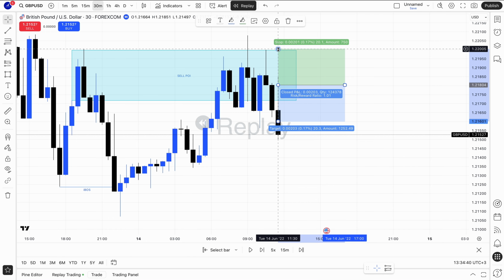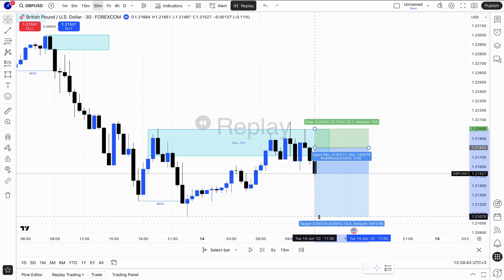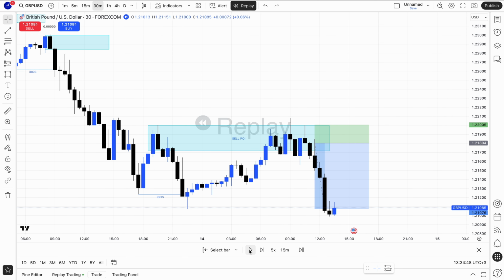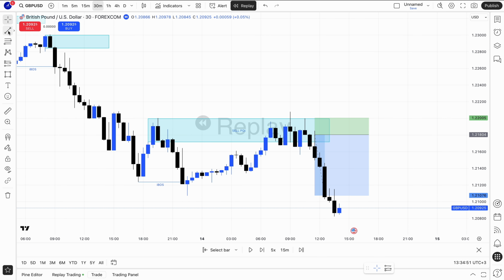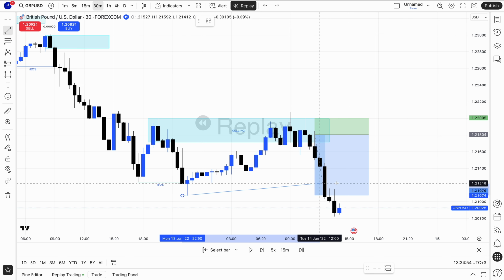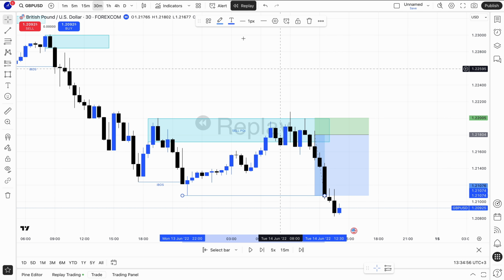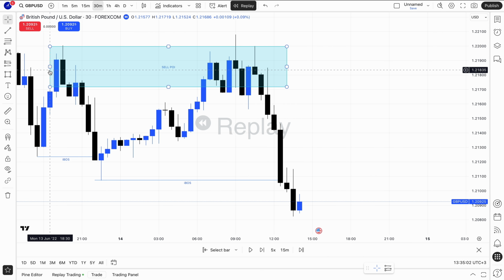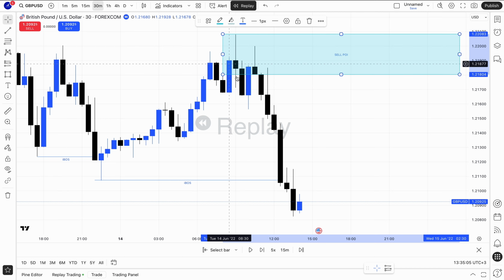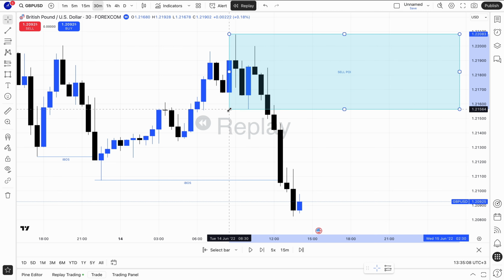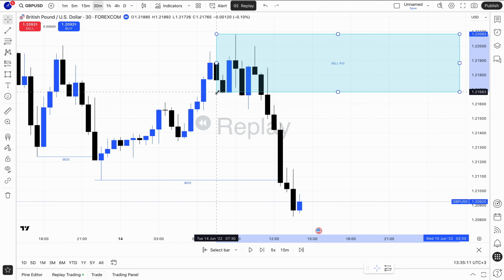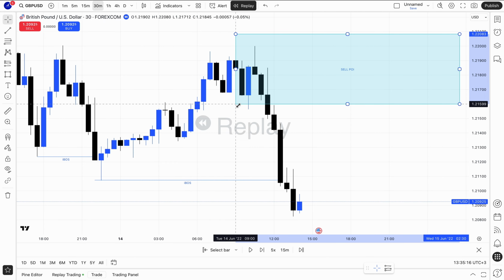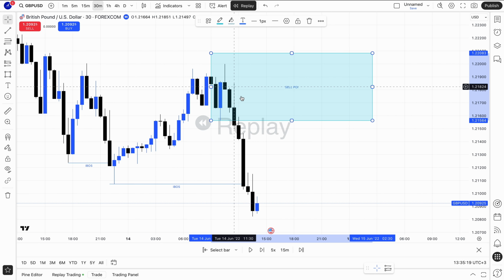and our stop loss just here. We target the next swing low. Then hit our full TP. Then we had another continuation to the downside. And our supply zone just from here. Those last candles.